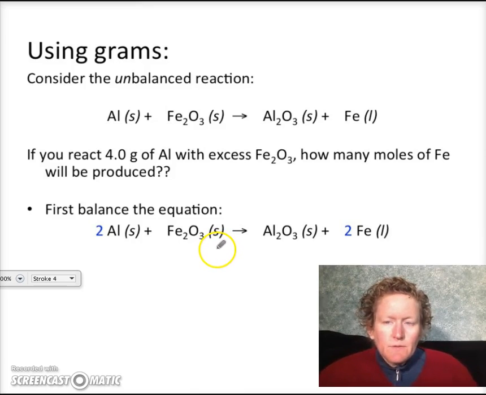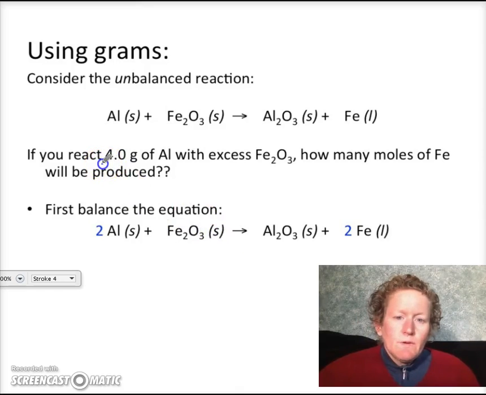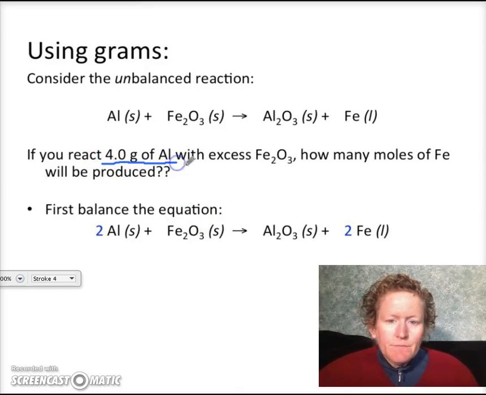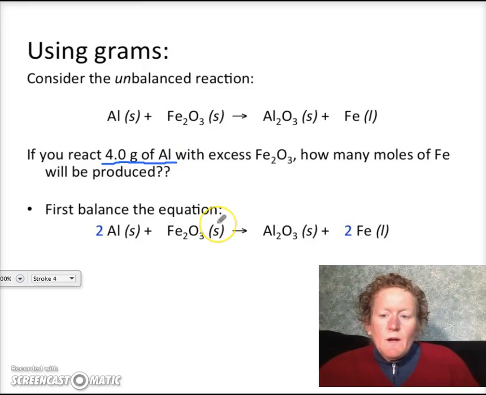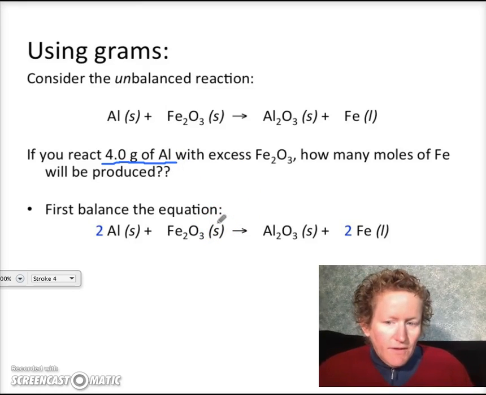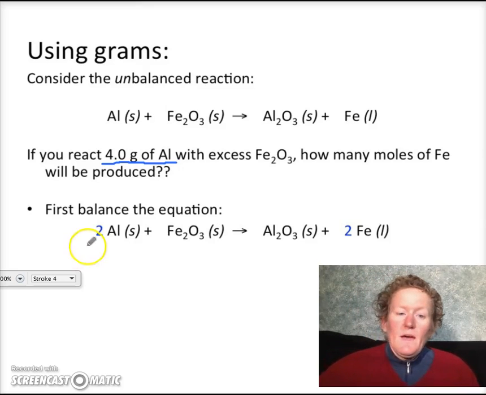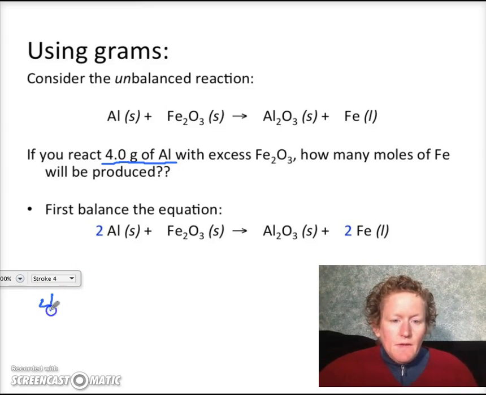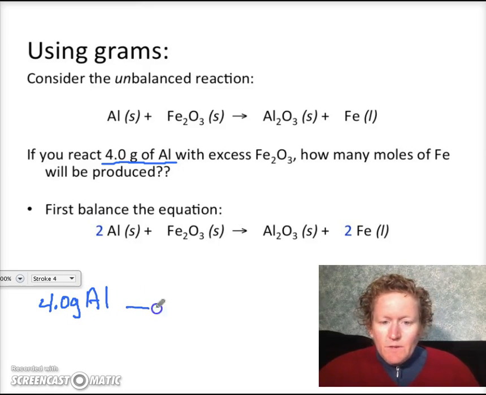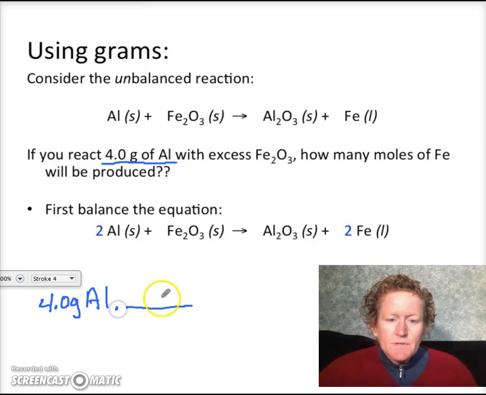Now what do we do? Well, we start with grams of aluminum. And what do we always do if we have grams and we don't know what to do? If you're thinking convert to moles, you're thinking the right thing. So we start with 4 grams of aluminum, and we want to convert that to moles. So we need to figure out how many grams of aluminum are in 1 mole of aluminum.